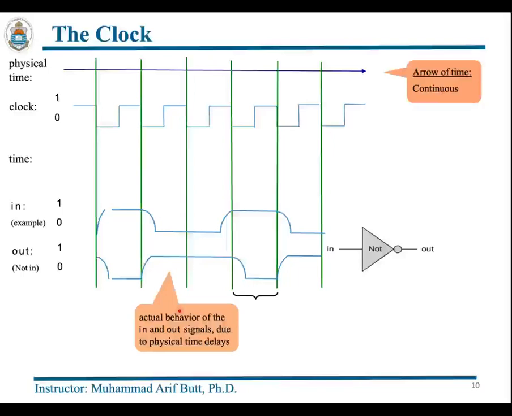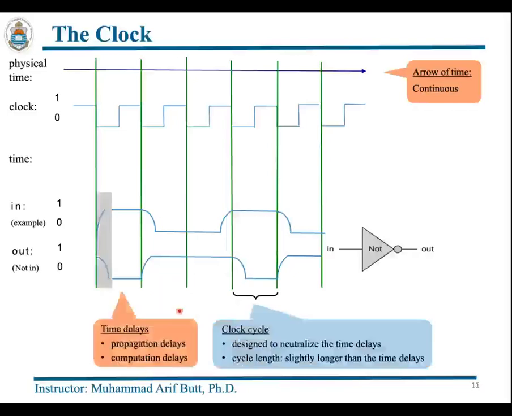And this is how we want the hardware to handle the time dependent behavior. But the actual behavior of the in and out signals is a bit different due to physical time delays, and this is shown over here. You can observe that the actual output of the NOT gate at time 1 is generated after a short delay, shown in gray over here. This delay is due to the propagation of the signals as well as due to the computation delays involved in the gate chip.